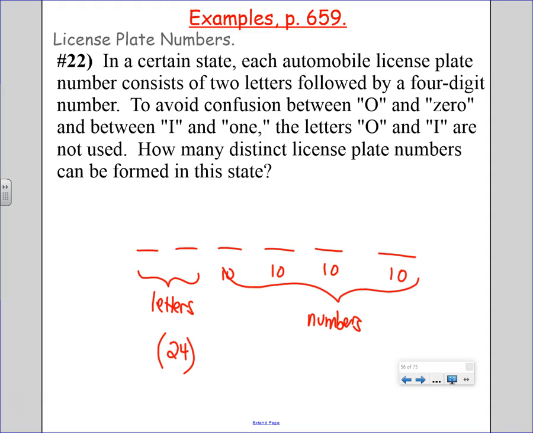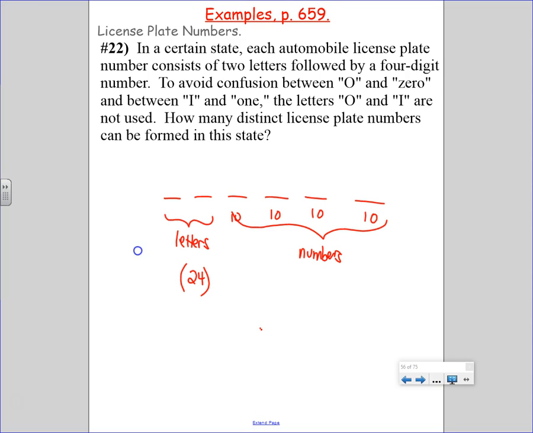Ah, but it didn't actually say that we can't use 0 or 1. That's the interesting part. Didn't it just say you're not allowed to use O and I? I know, that's kind of confusing, right? So they said just no O's or I's in the letters. That way all the 0s and 1s will be over there. What would we do to go ahead and solve this, guys? 24 squared times 10 to the 4th power. Yeah, 24 squared times 10 to the 4th power.